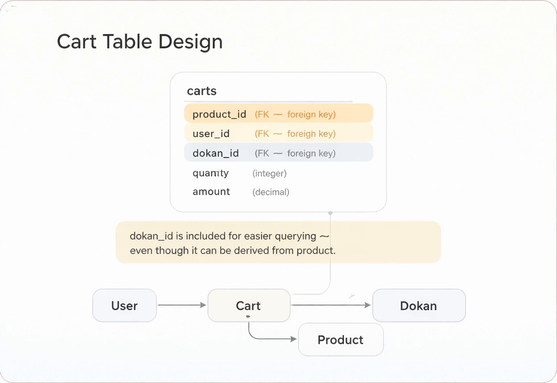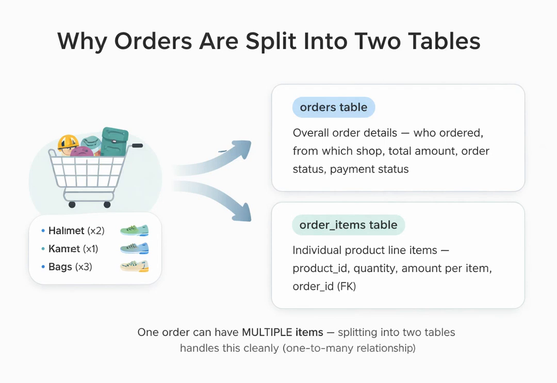All 3 ID fields are foreign keys linking back to their respective tables. Now we reach one of the most important database design concepts in this project, why orders are split into 2 separate tables. Think about it.